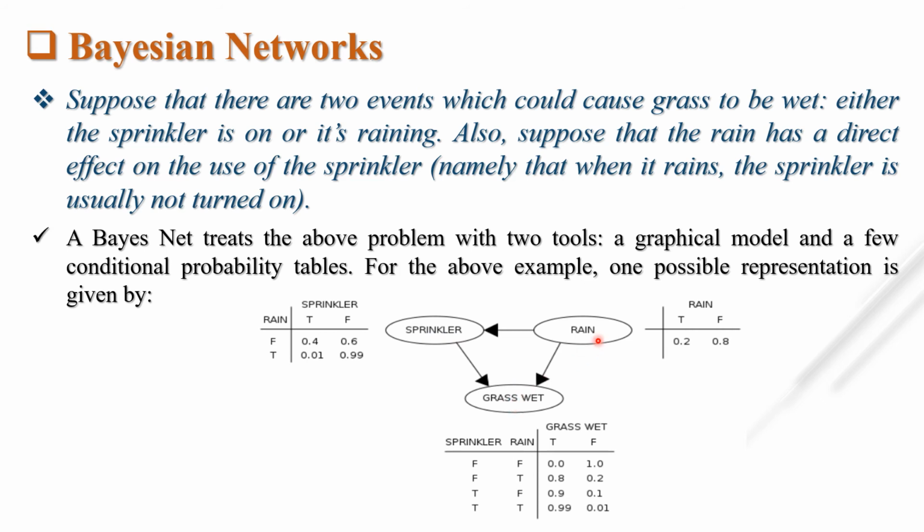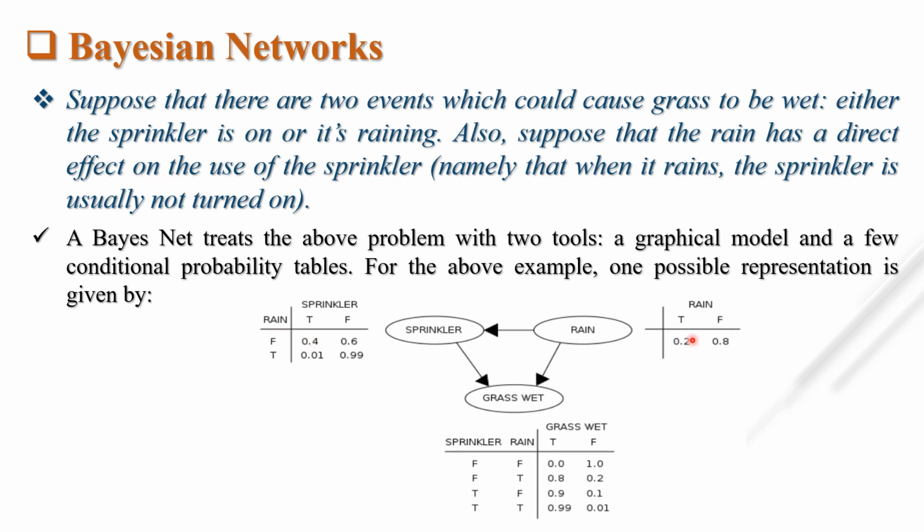It may also be possible that it is raining and the sprinkler is also on, then the grass will be wet. So here you have to keep in mind that this is a directed acyclic graph. That's why there is no cycle in this particular graph. This you have to keep in your mind. So this is the simple graphical model, and this is the table for conditional probability.